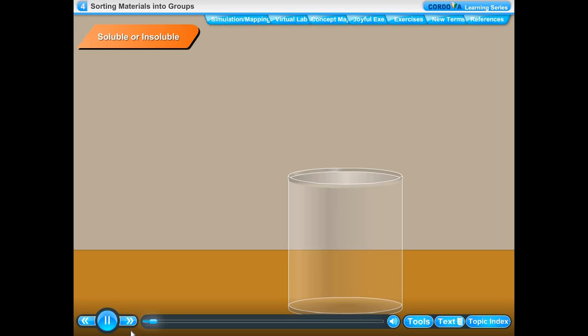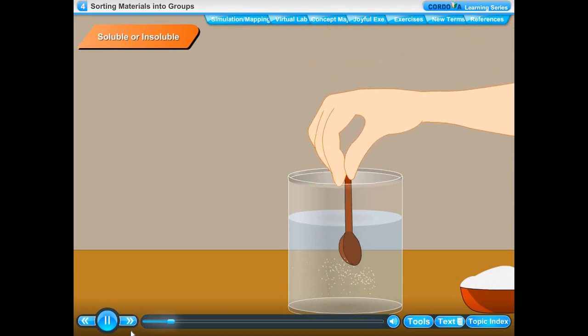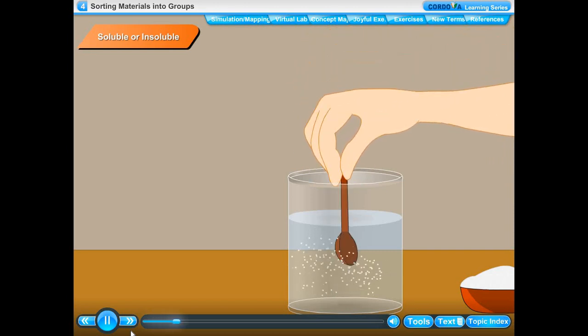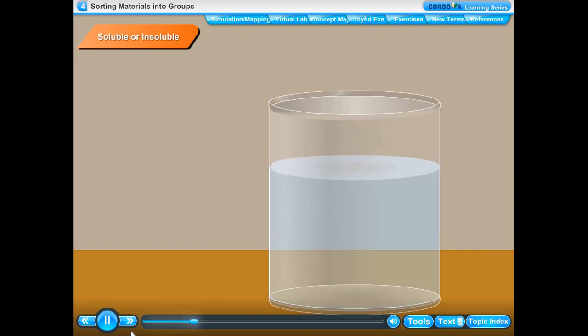Solubility. Take a glass or a beaker and fill it half with water. Add half a spoonful of sugar in it. Stir the contents with the spoon. Wait for a few minutes and observe it. You will find that the sugar has disappeared into water. This shows that sugar has dissolved in water or that sugar is soluble in water.